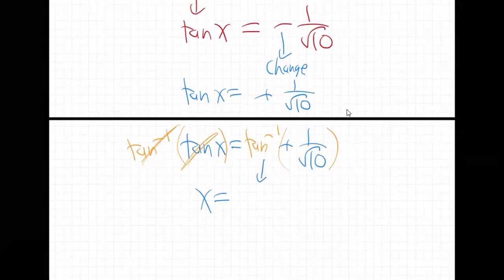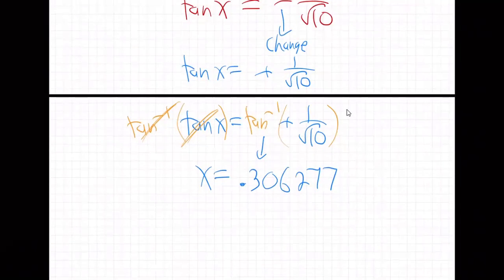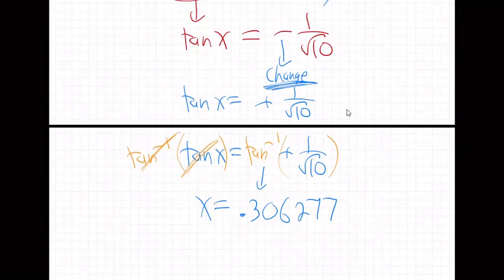Then hit the buttons on your calculator. So inverse tan, you got to go 1 divided by the square root of 10. And that, for me, comes out 0.306277. I'll just do like 6 digits. That's plenty. Okay, but that's not the real answer. Remember, because I changed it to positive. It wasn't really positive. It's really negative.